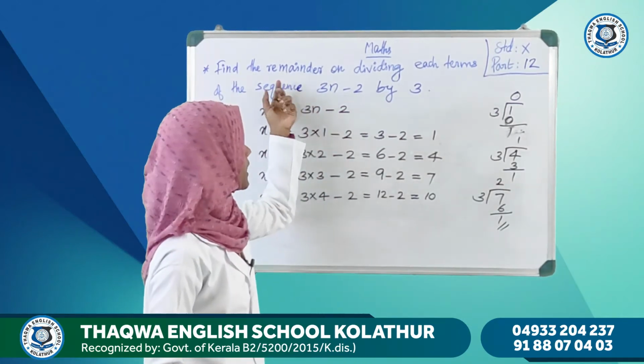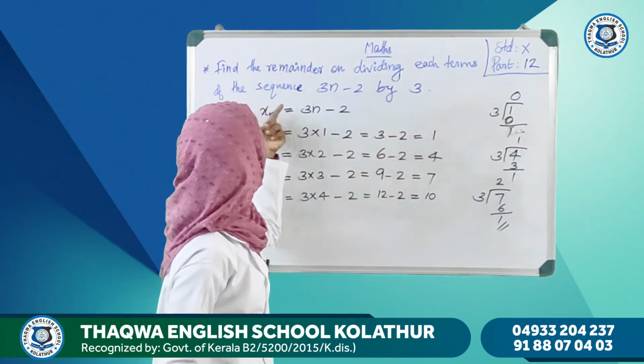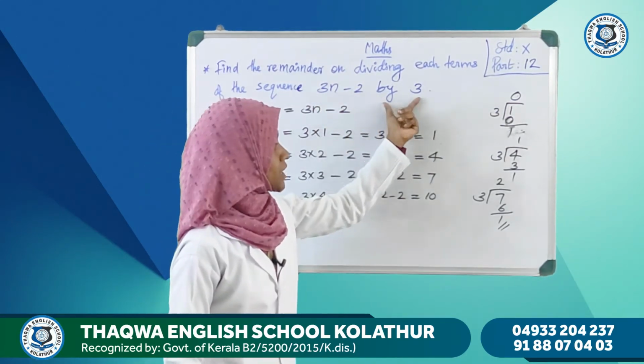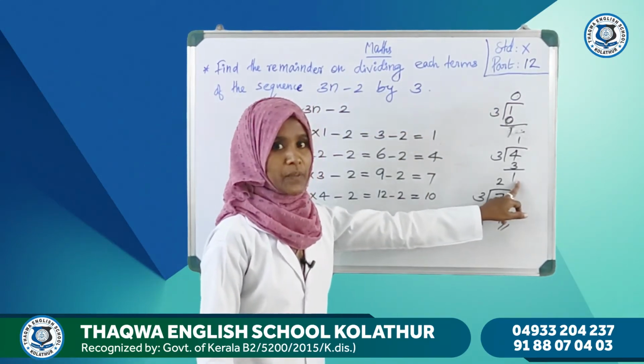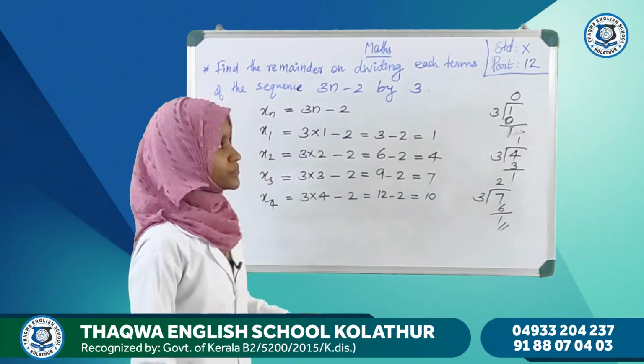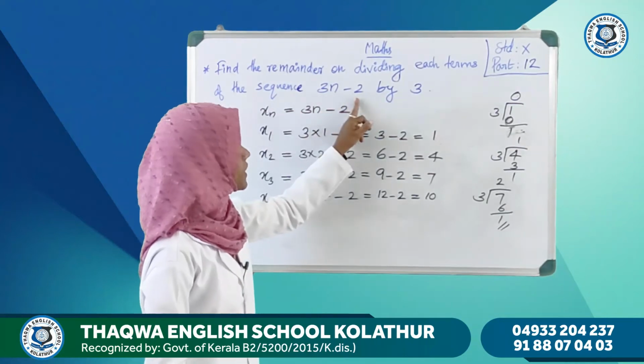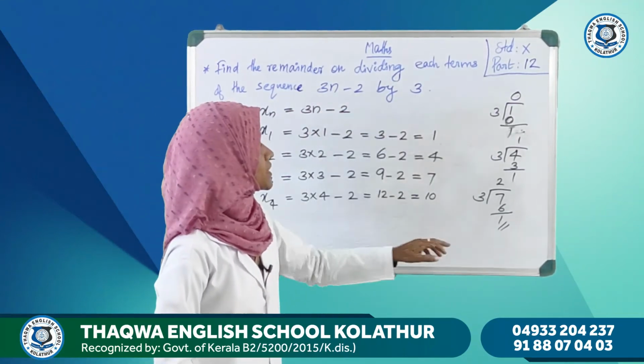That is, we can say that the remainder on dividing each term of the sequence 3n minus 2 by 3 is 1. Yes. The remainder on dividing each term of the sequence 3n minus 2 by 3 is 1.